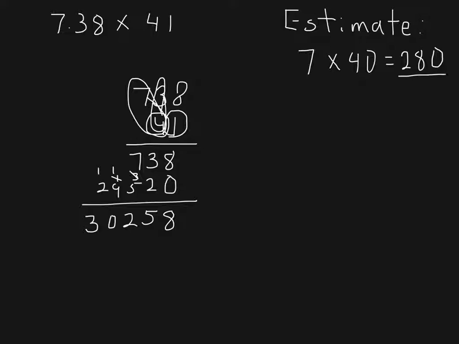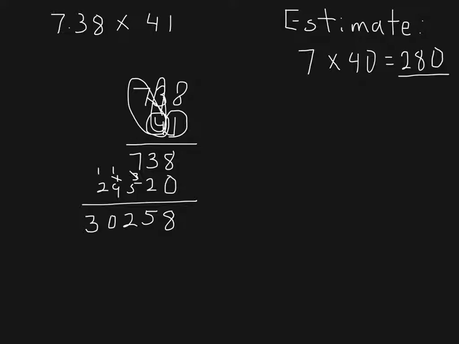So I'm going to look over here, and my answer has to be close to 280 because that was my estimate. So if I put my decimal here, my answer is 3,025. That's a long ways away from 280, much too large. So I don't want my decimal there. And if I put it here, that's 302 and 58 hundredths. 302 is pretty close to 280. That seems like it would make sense.